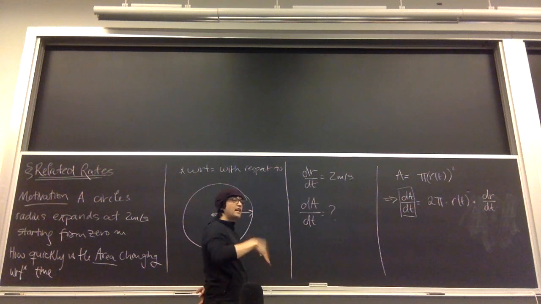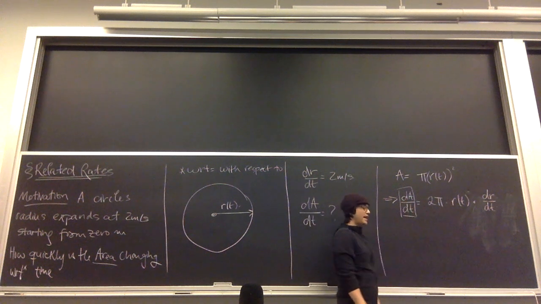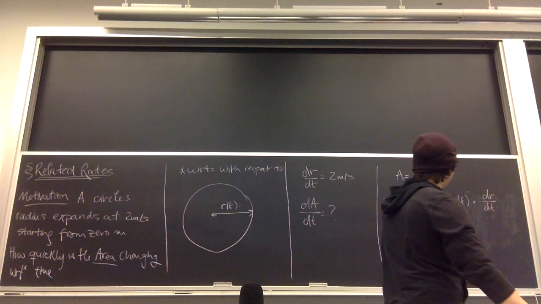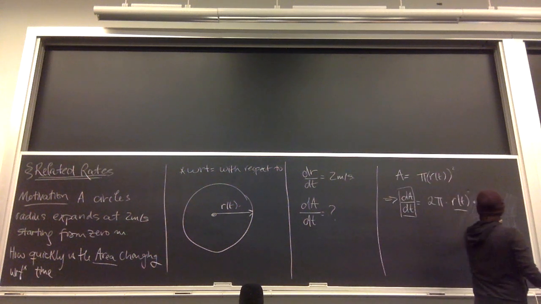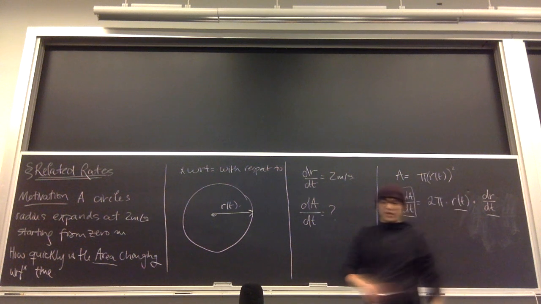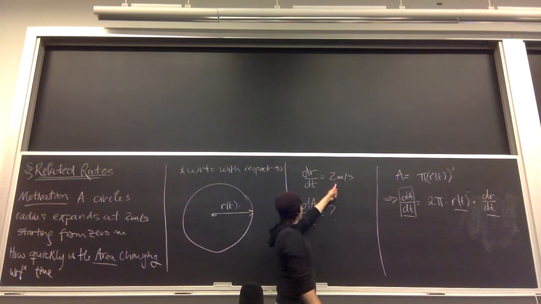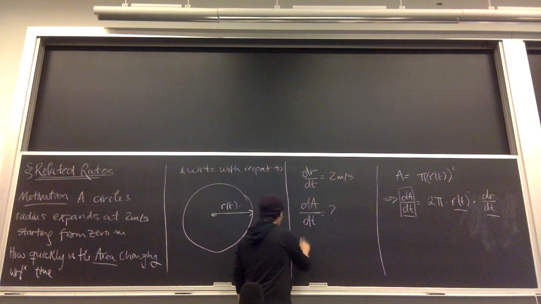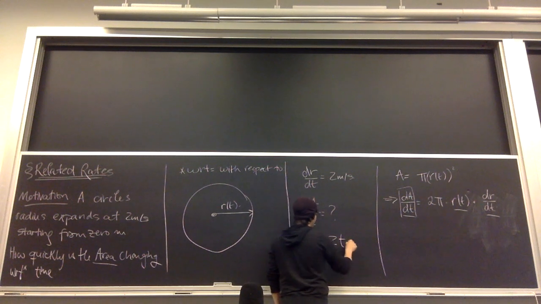Okay, so can anyone tell me, in order to get the rate of change of the area with respect to time, what else do I need to know? They're in here, right? I need to know r(t) and dr/dt. Do I know either of those? Well, I know dr/dt is this, right? If we're increasing at 2 meters per second, if our velocity is 2 meters per second, it's not too hard to suss out that at any given time t, we're at 2t meters.